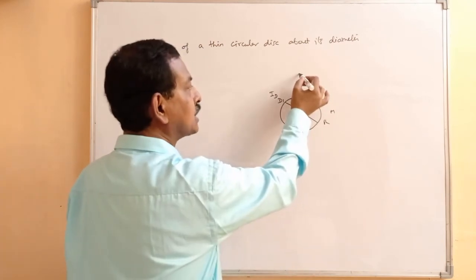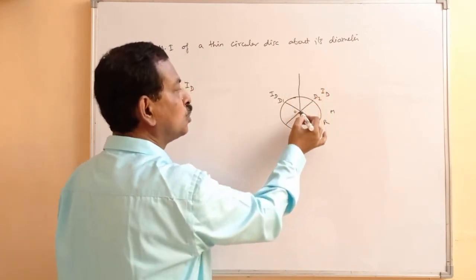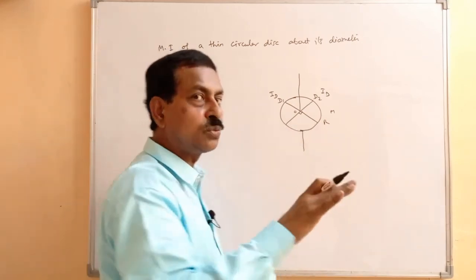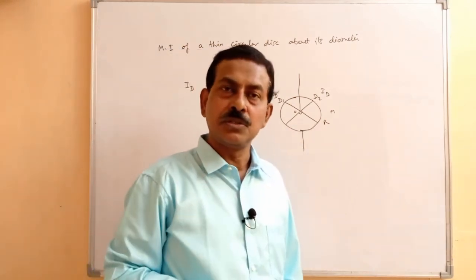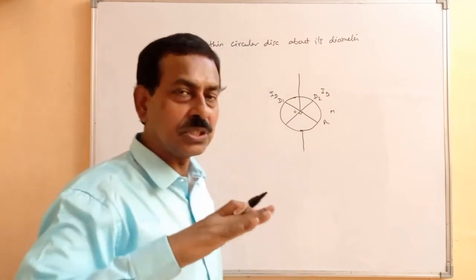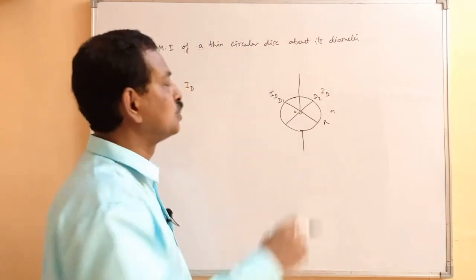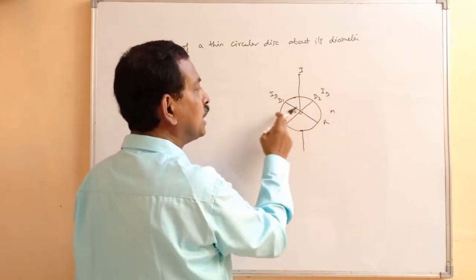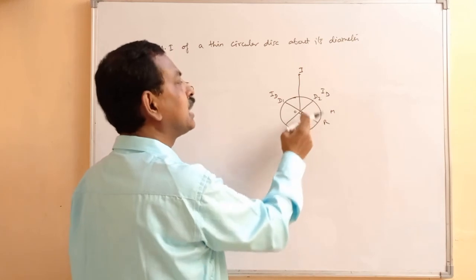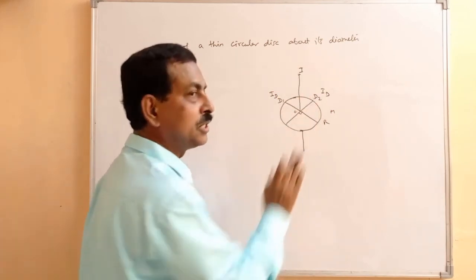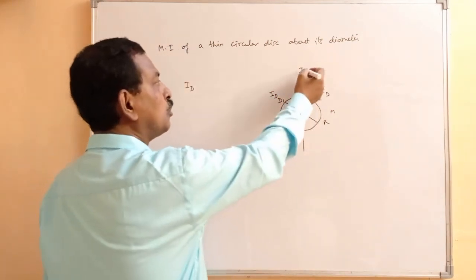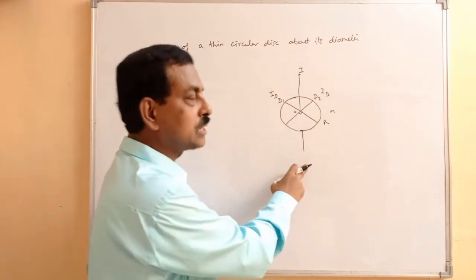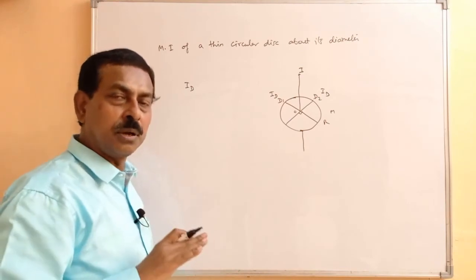Now we take a third axis, which is perpendicular to these two. Remember, the diameters lie in the plane of the circular disc, in the plane of the lamina. So this is the axis which is perpendicular to these two diameters. That means it is perpendicular to the plane of the disc. There the moment of inertia is I, passing through its center of mass and perpendicular to its plane.